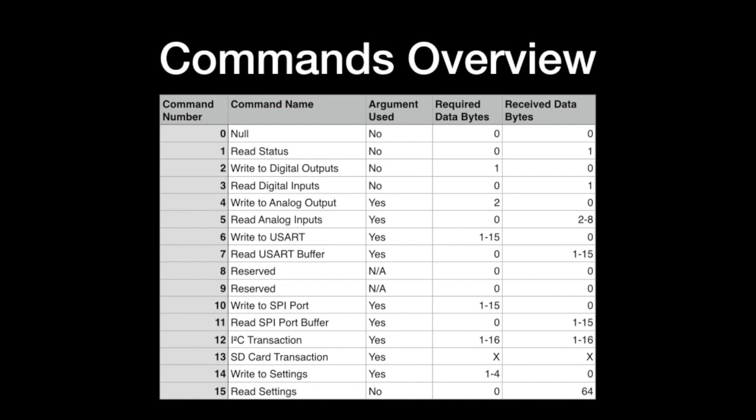On the screen is a list of the currently available commands on the Quiet board. A full description of the commands can be found on the Quiet board website at the link in the video description. You should really check it out. It's pretty great. There's so many fun things on there. For this video, we'll be diving into the 4 basic commands: write to digital outputs, read digital inputs, write to analog outputs, and read analog inputs.